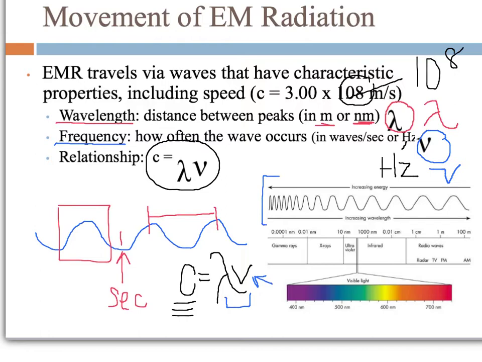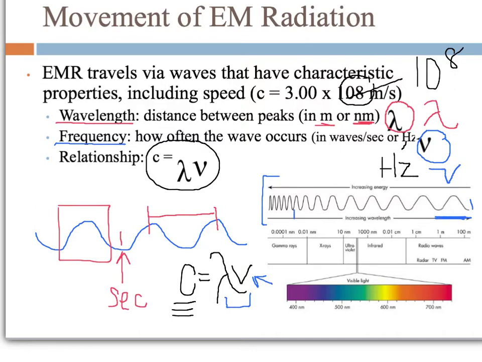As the wavelength increases, so we're at this end, long waves, the frequency decreases, right? It takes longer for one wave to pass this point. As the wavelength decreases, the frequency increases. So when these waves are short, they pass a given point much more quickly.